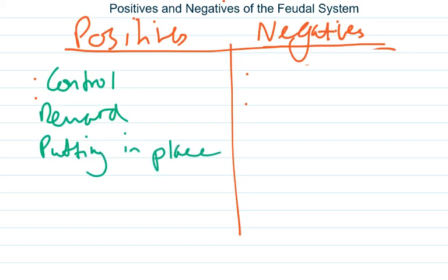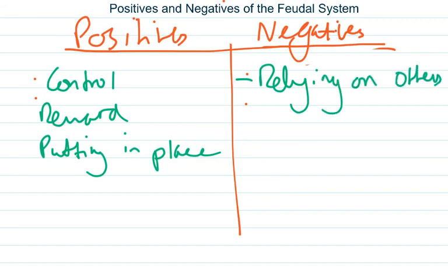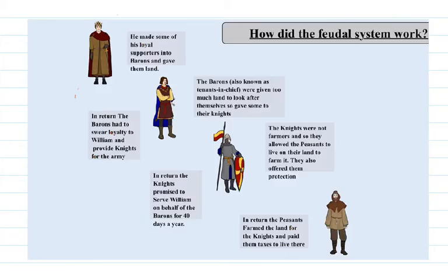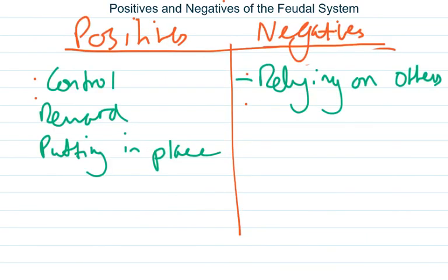Now, your negatives are a bit more complicated. Number 1, you're relying on others. William, when he gives land away, he's relying on his barons. The barons are relying on the knights, and the knights are relying on the peasants. You are sharing power. And it's a very risky strategy.